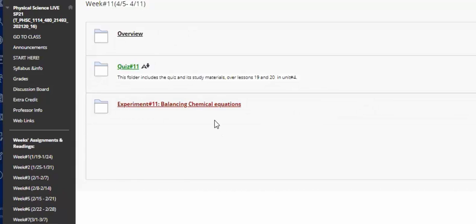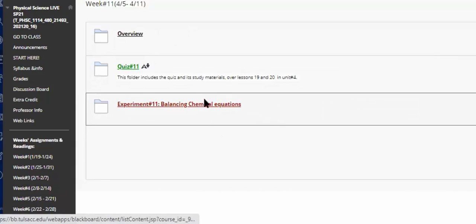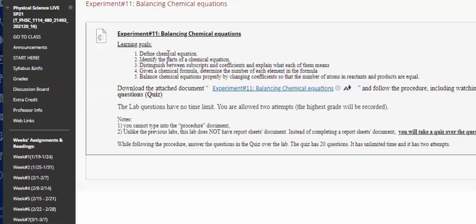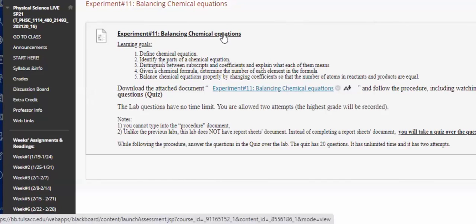So this is the week 11 area, and we'll click on experiment number 11, balancing chemical equations. Okay, you see the objectives, and then this is the procedure part of the experiment. And you'll have to answer assessment questions. So after you read the procedure and follow the steps, you'll answer the questions here. Click on the link, you'll begin the lab assessment.